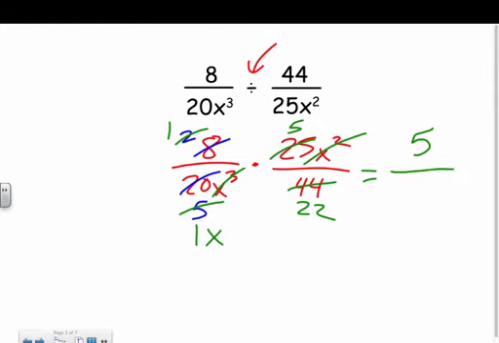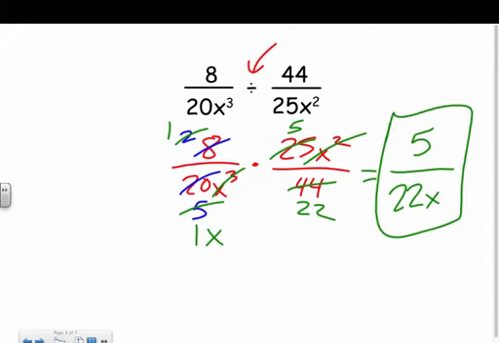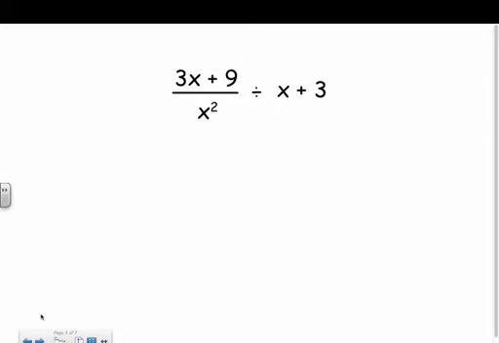And we're done. Okay, so you're just following a bunch of our rules that we've learned. How about this? Well, same type of thing, except I need a fraction in order to multiply by the reciprocal. Well, I can put any number over 1. And now I can go ahead and change. So 3x plus 9 over x squared times 1 over x plus 3.